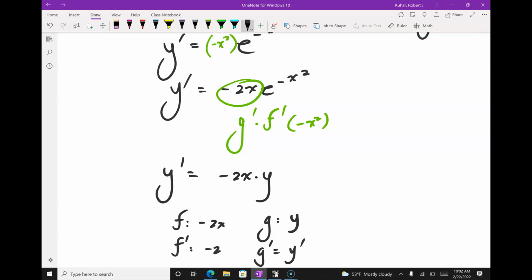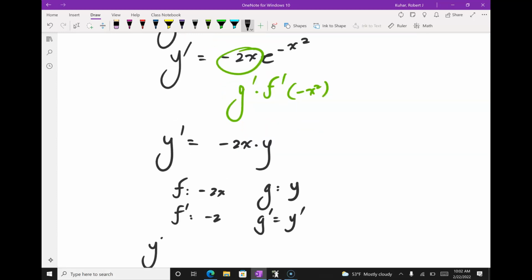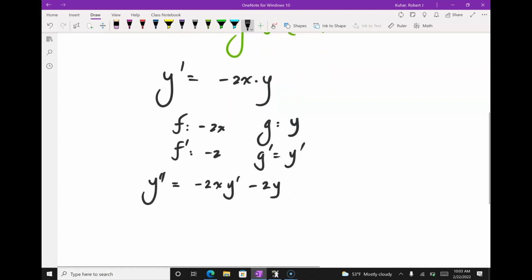This little shortcut I'm doing here will sometimes save some paper, right? And in chapter 4, it will save your sanity when we have a 6-page problem to do. Oh, this is y double prime, I'm sorry. That's y prime. Now I get y double prime, right? So I get negative 2x times y prime minus 2 times y. Say again? Yep.